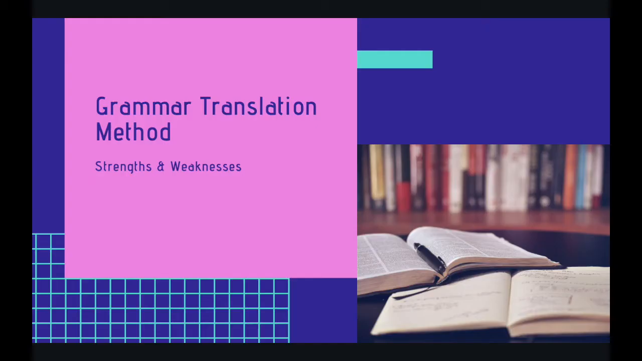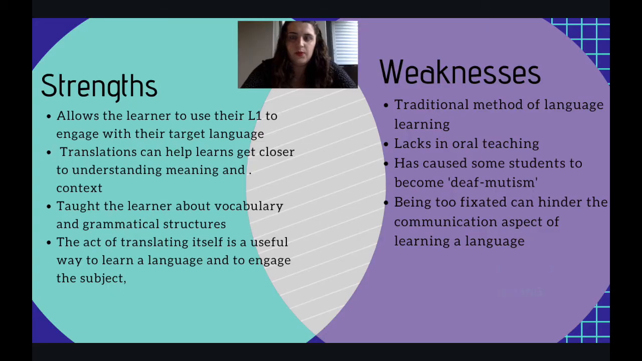So on to the next one, we have the grammar translation method. The strengths and weaknesses of the grammar translation method are listed on the screen, but I will talk about them a little bit further. The strength of the grammar translation method, commonly known as the traditional method, was that using the learner's L1, and in my case English, to translate and also explain why certain grammars were used in the other language actually allows me to engage with the target language a bit more efficiently. The translation itself can be a good way to learn a second language, and it also teaches vocabulary and grammar structures quite effectively.